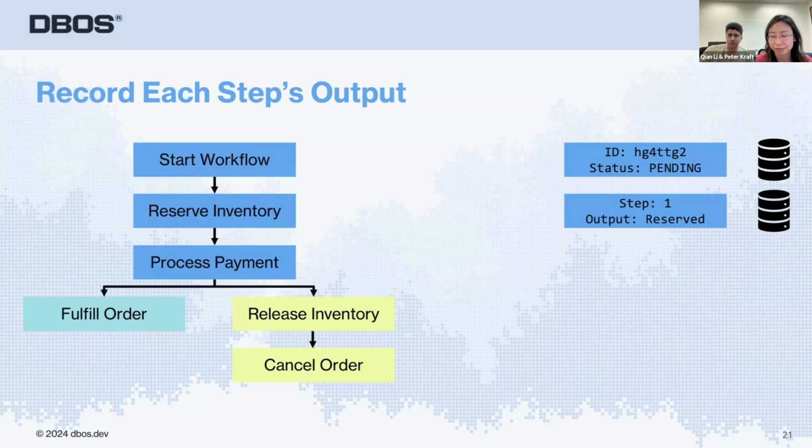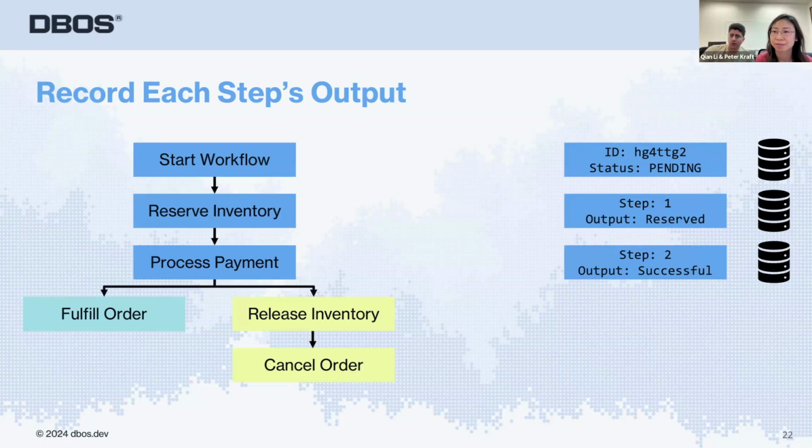So when we reserve inventory, we write a record saying, okay, step 1 was reserving inventory in this workflow, and the inventory was successfully reserved. Then we move on to processing payment. When that completes, we can write another record saying that, great, payment completed, step 2 was processing payment, and that completed successfully.